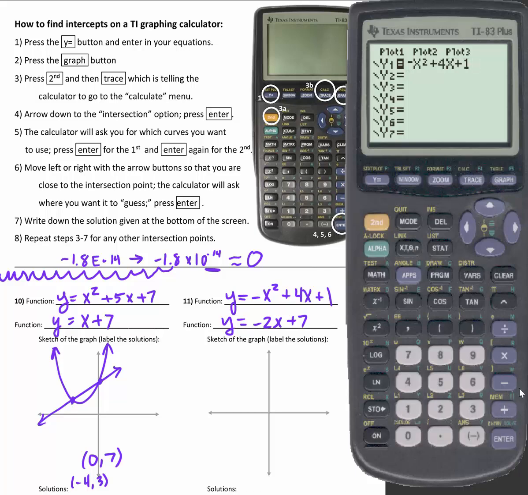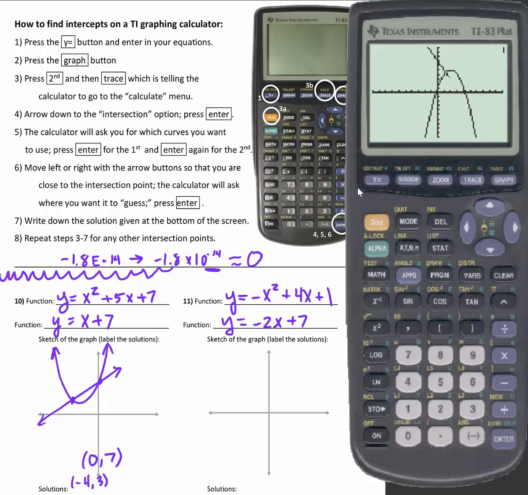I'll go ahead and press enter. We go down to the second line. We need a negative again, not a minus sign. We need a negative, and I forgot the 2 in front of x, and then plus 7. Okay, so we'll just press enter, and we can graph those.